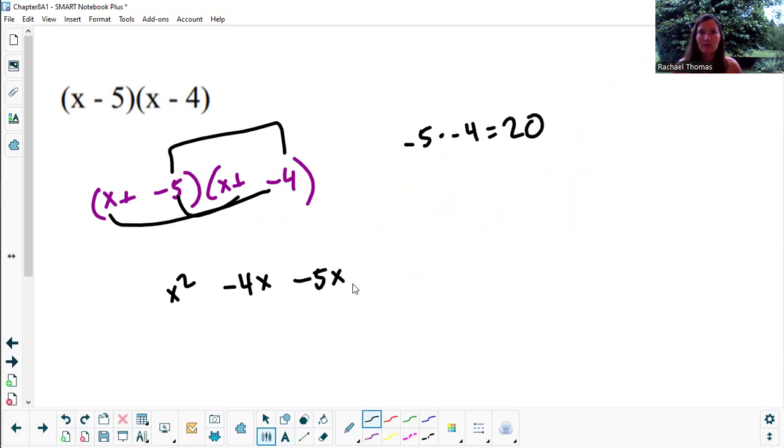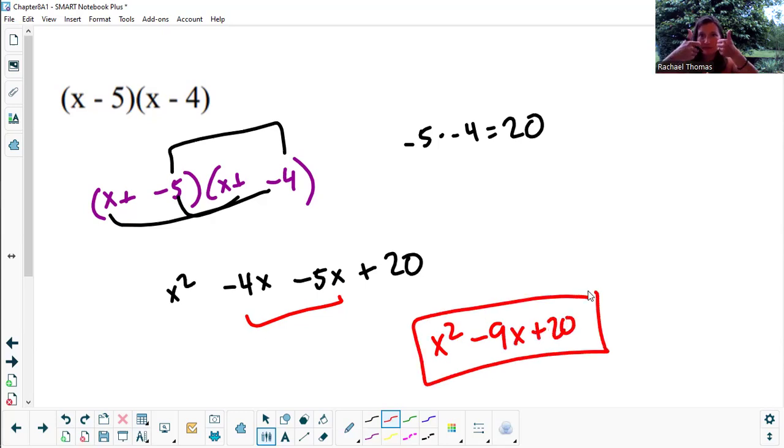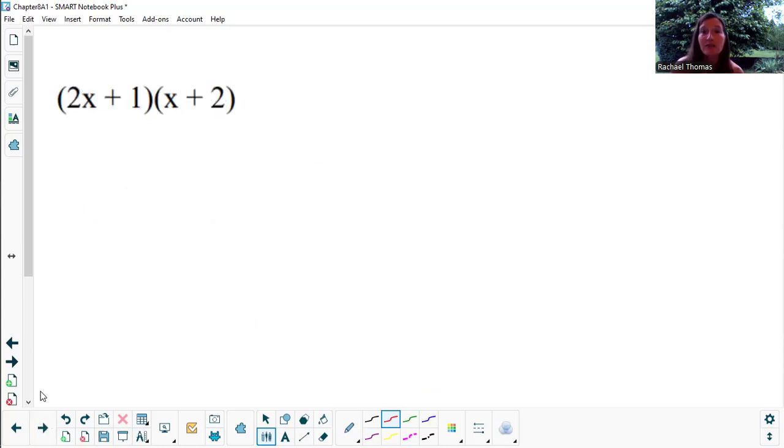You probably remember that a negative times a negative is a positive. Now, when I combine these middle terms, I'm going to get negative 9x. So my final answer is x squared minus 9x plus 20. So we've managed to deal with negatives. Awesome possum. Now what happens if we have a coefficient?